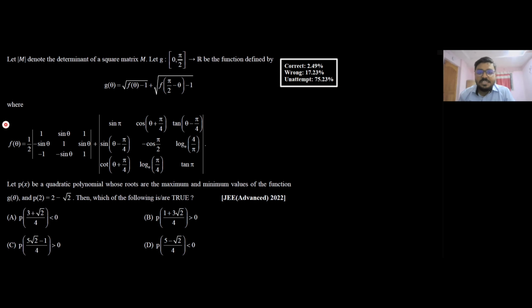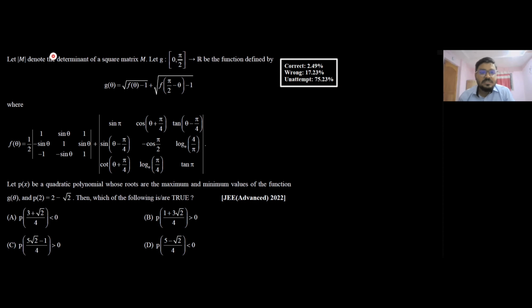And this question is from JEE Advanced 2022, which was unattempted by 75% of students, given a wrong answer by 17%, and only 2.5% of students gave the correct answer. Why? Because you can see itself that the question looks very big here. Anyways, let's start reading the question.